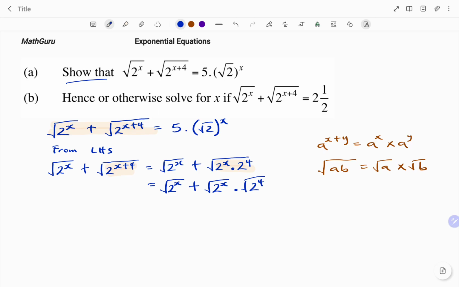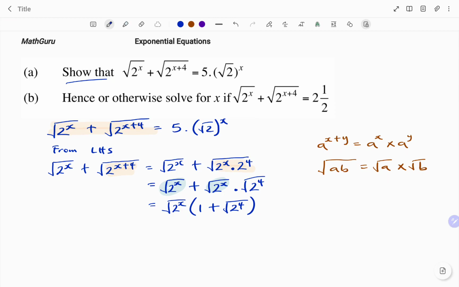Because I have a plus in between my terms, the next step is for me to factorize the common term, or the factor that is common to the two terms. In this case, that's the root of 2 to the power of x. So therefore, if I factor that out, I have the root of 2 to the power of x. I'm going to write it out properly. I'm left with 1 on my left-hand side plus the root of 2 to the power of 4 on my right-hand side, close bracket.